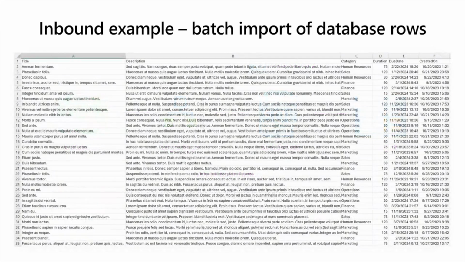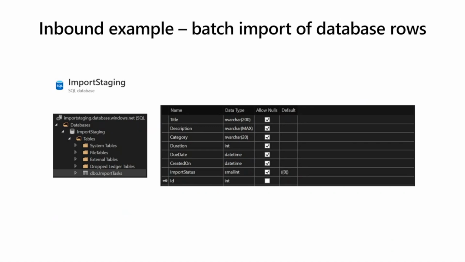To start, we create an Excel file filled with a number of rows with placeholder data to simulate the exported file from an external system. The file will contain a list of tasks with title, description, a category tag, the expected duration, and due date. The file is uploaded in a blob container on an Azure Storage account, which will be the source of our pipeline. We create an SQL database resource and edit the data model to include a staging table for our data. We include all the columns that are needed to map the file input, plus a status column, import status, that we will use to track the progress of the import process.